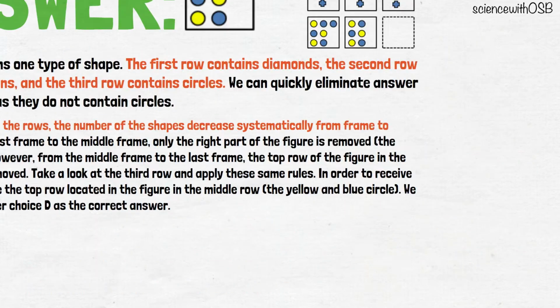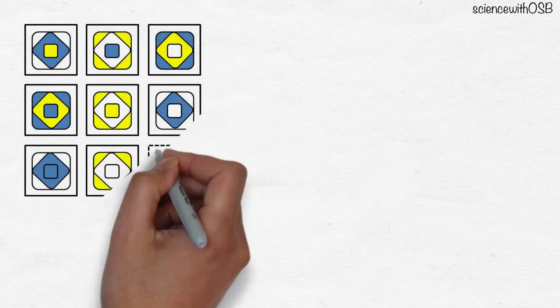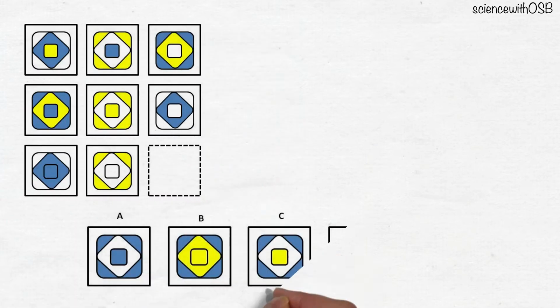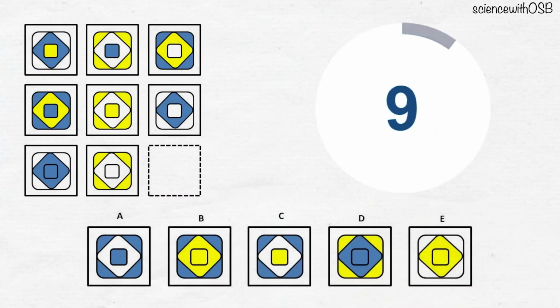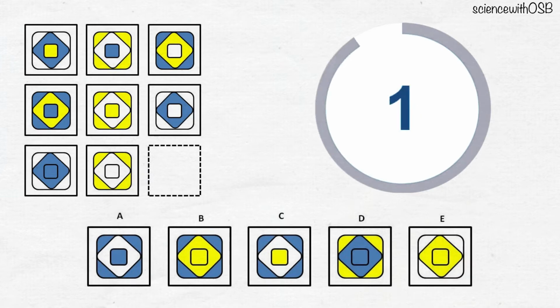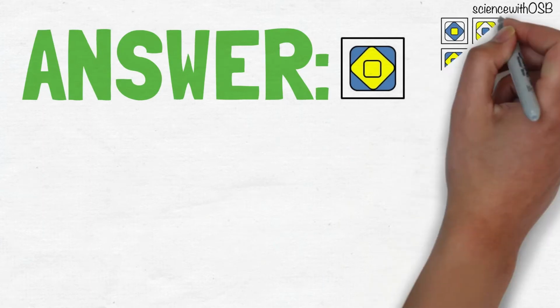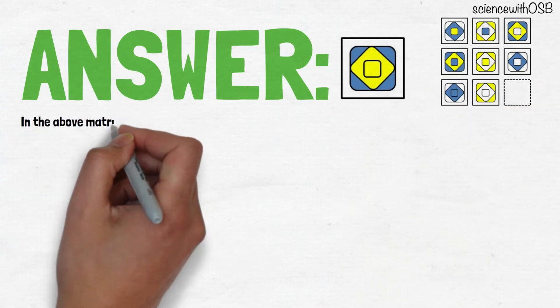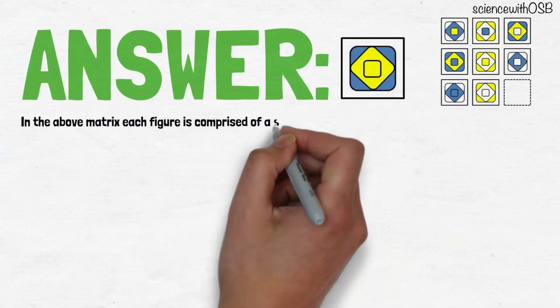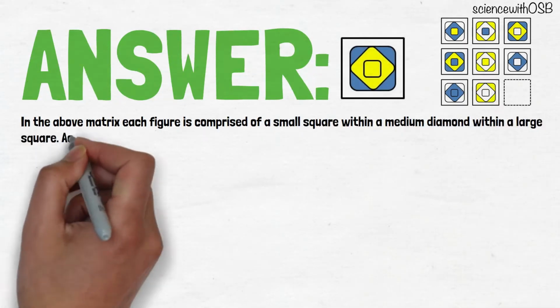Good job, let's move on to question number 2. Observe these matrices closely. Here, option 2 is the correct answer. In the above matrix, each figure is comprised of a small square within a medium diamond within a large square.